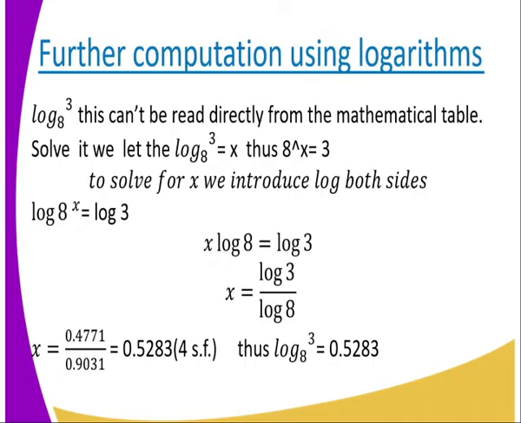Log 3 to the power x is equal to log 8. We introduce log base 10 to both sides after writing it into index notation. In that case, you have x log 3 is equal to log 8. So x is equal to log 8 divided by log 3. So when you divide them, you're going to get the answer as 0.5283 to 4 significant figures. Thus, log 8 to base 3 is equal to 0.5283.